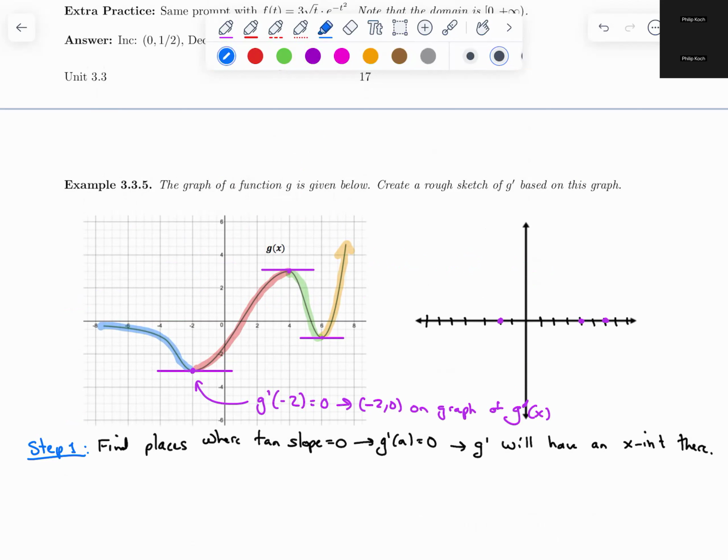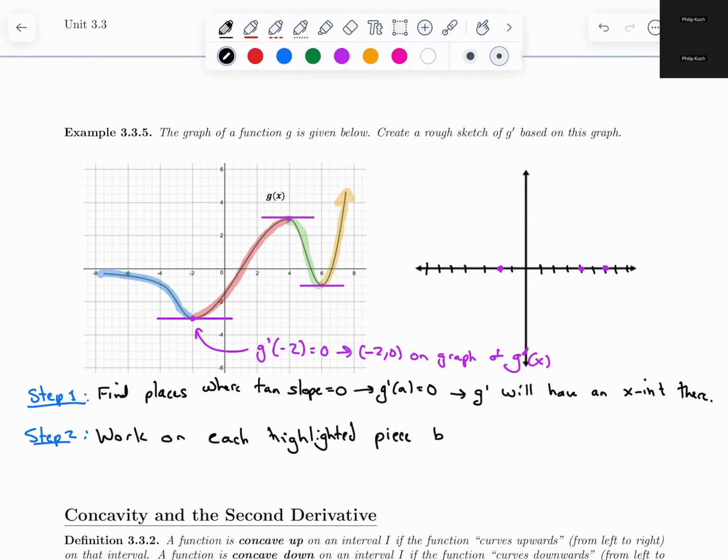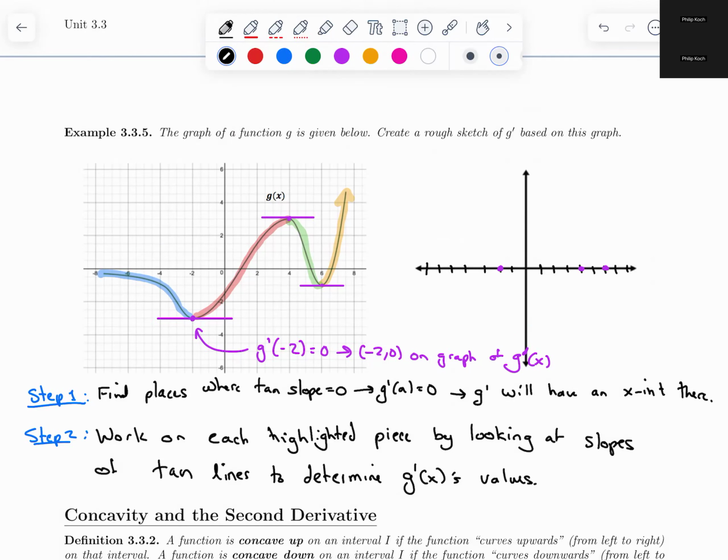So what step 2 is going to be is to work on each piece by looking at slopes of tangent lines, of tan lines, to determine g prime of x's values. I'll let you write that down and then we'll explain what I mean.